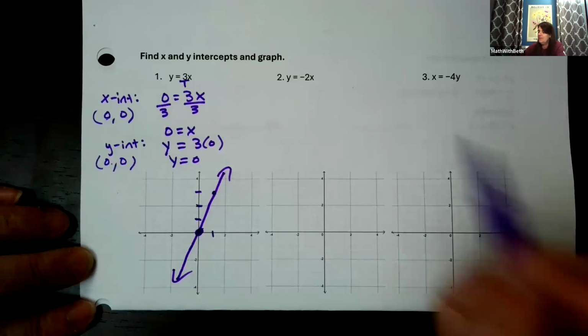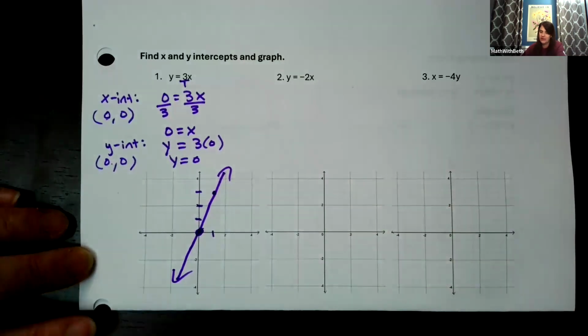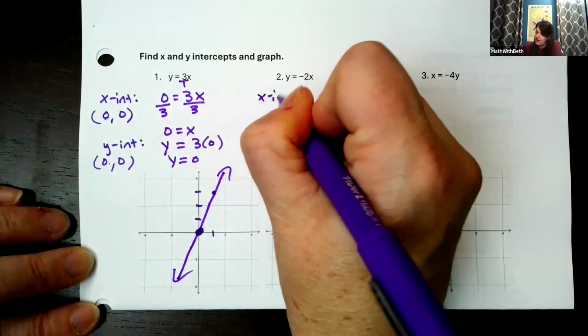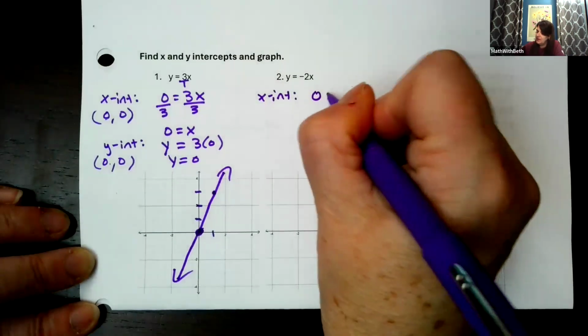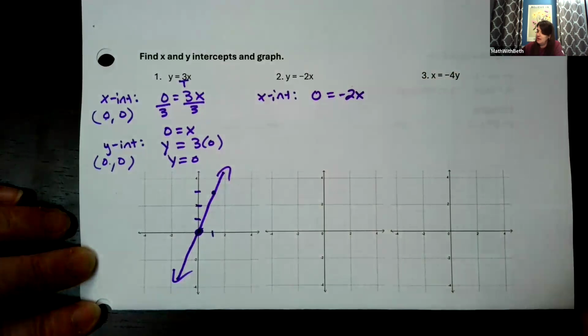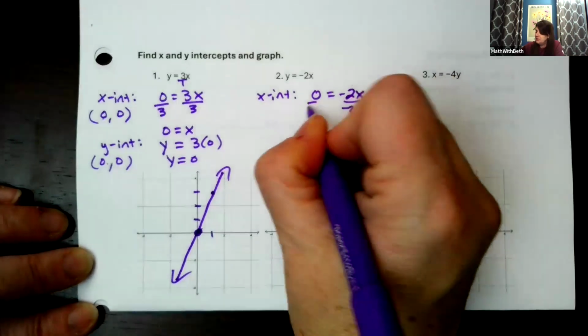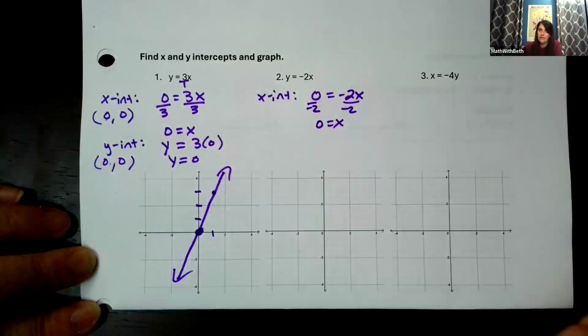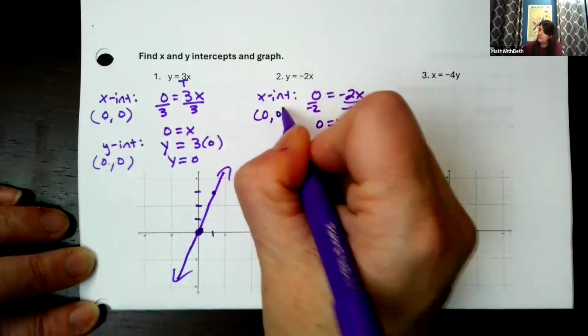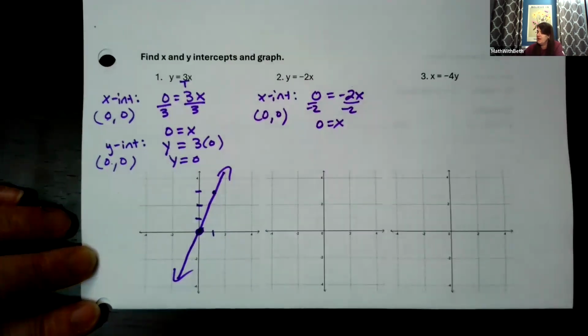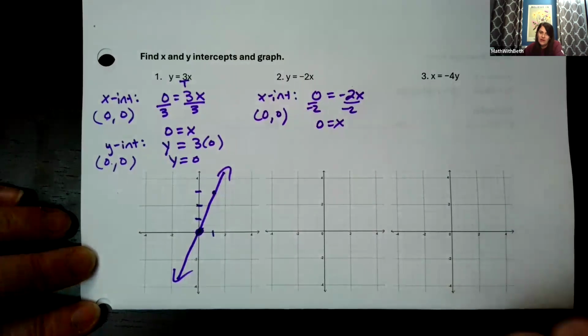Okay, so if you want to pause and try these two, they're going to be very similar. When I find the x-intercept, I'm plugging 0 in for y. When I divide by -2, I still get 0. So my x-intercept is 0, 0. And I know that that means my y-intercept is 2.